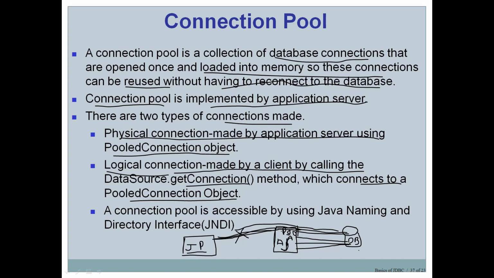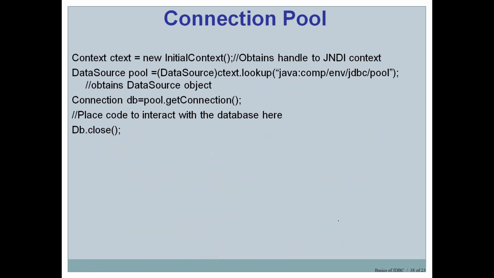Our connection pool is accessible by using the Java Naming and Directory Interface. To access the connection pool, we have to use the Java Naming and Directory Interface, because the application server is different from our Java program, it is separate from our Java program. To access this application server, we have to use the Java Naming and Directory Interface. One example is given here of how we can access the connection pool.